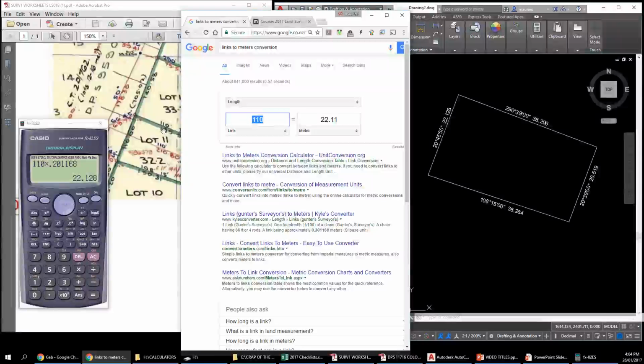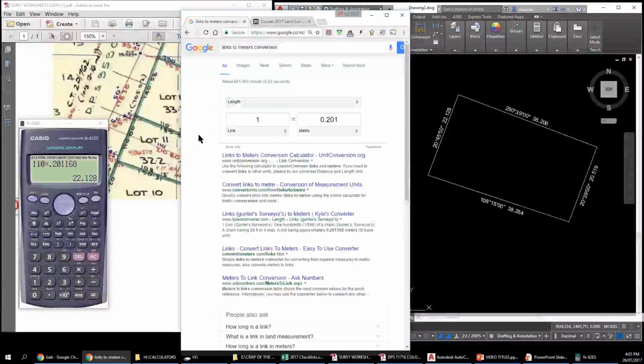Okay, now, so if we go on here, 22.110, so 110, F5, 1, 110, 22.11, 0.201168. Doesn't look right. 100, 20.1. So not quite as accurate as we would like. Like 100. 100 should be clear. 100 times 0.201168.